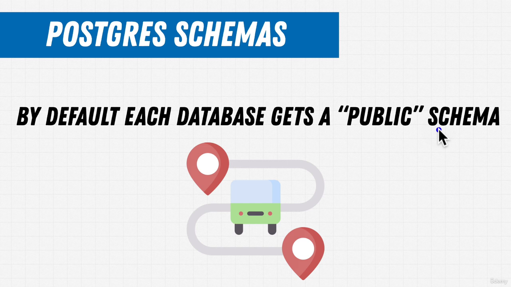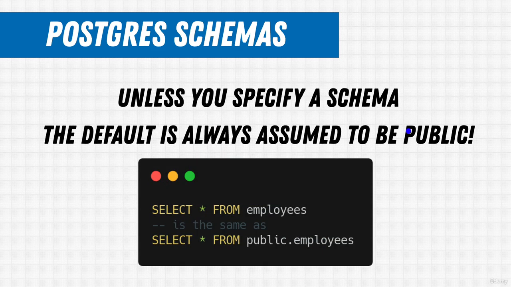So if you have a table in the public schema and you have a table in, let's say, the sales schema that has the exact same name, well, it's going to get the public schema first. That's what it's going to assume you're referring to. And unless you specify a schema, the default is always going to be assumed public. Very, very important. It is always going to assume public.